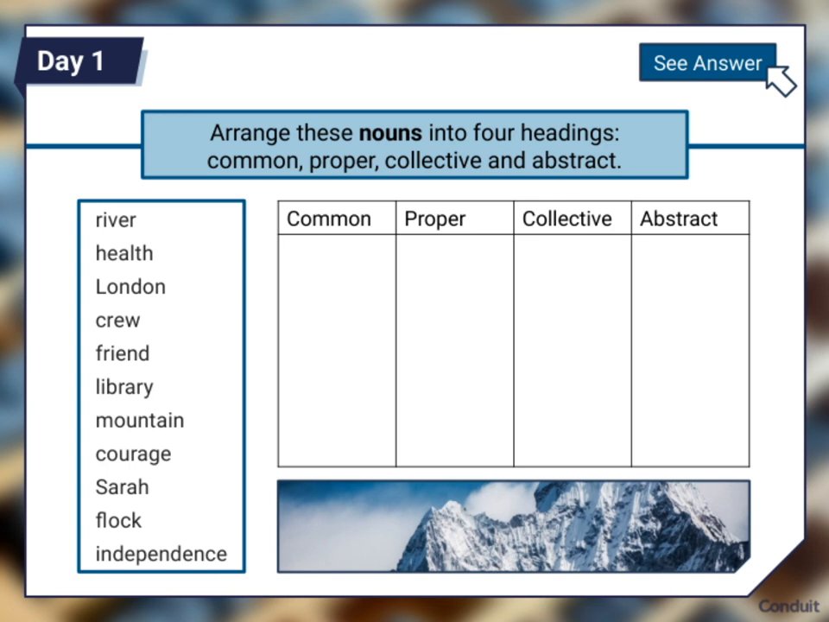Common nouns are everyday things or people. Proper nouns name specific places or people. Collective nouns refer to groups, and abstract nouns capture ideas or qualities. This exercise helps us understand how language organizes the world around us.